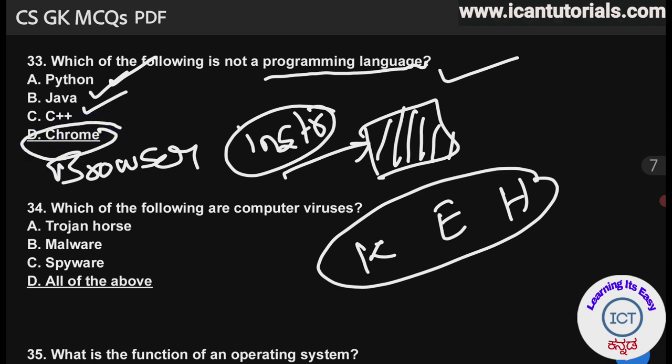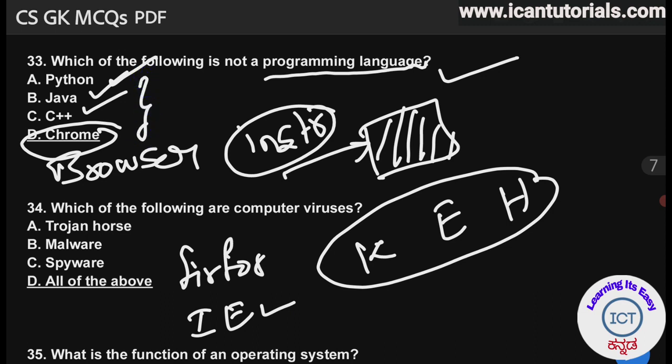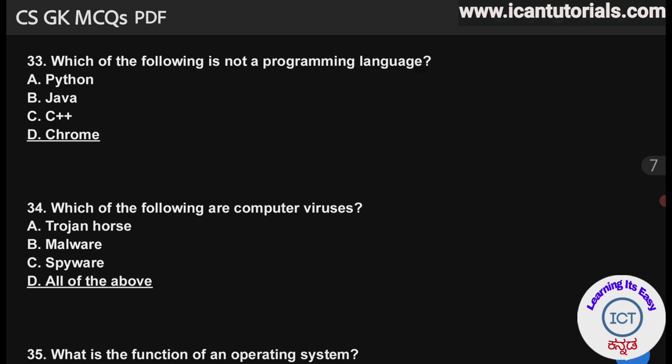Examples for browsers are Firefox. Okay, Mozilla Firefox is a browser. Microsoft's Internet Explorer is a browser. Google Chrome is also a browser. And these three, Python, Java and C++ are called programming languages. More specifically, they are called Object-Oriented Programming Languages, OOP. It is called OOPS, that is Object-Oriented Programming Languages. All these three are examples of Object-Oriented Programming Languages.